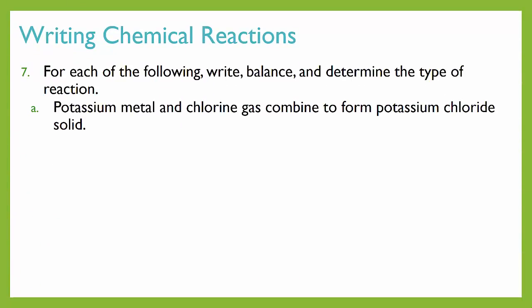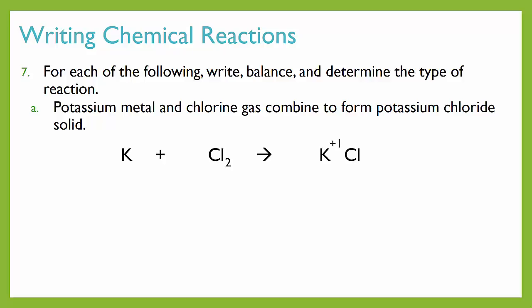For each of the following, write, balance, and determine the type of reaction. So we're starting with potassium metal. So that's just going to be K, potassium all by itself. And that's going to react with chlorine gas. Don't forget, that's one of the diatomics. So it's Cl2. That's going to combine together to form potassium chloride solid.